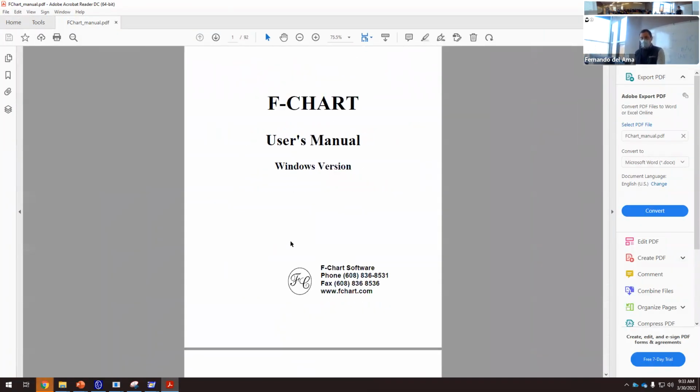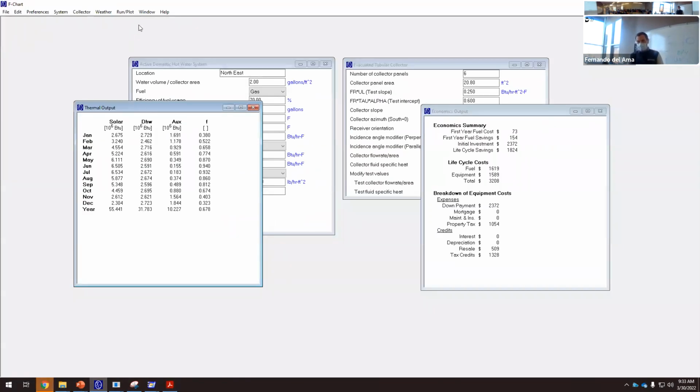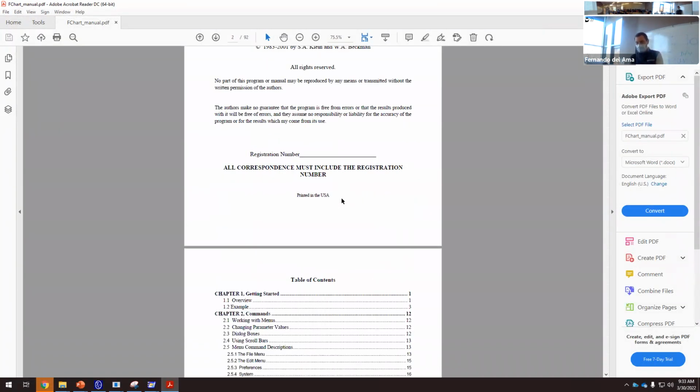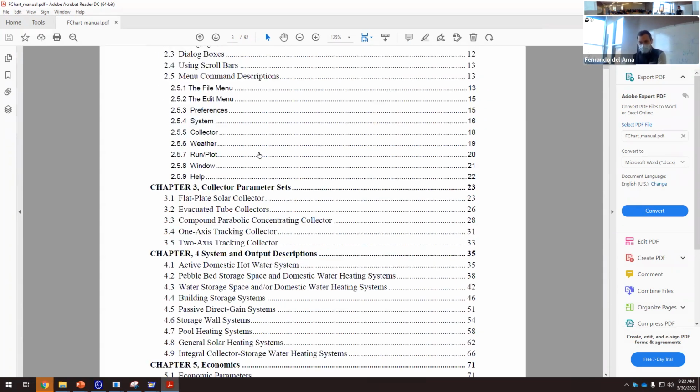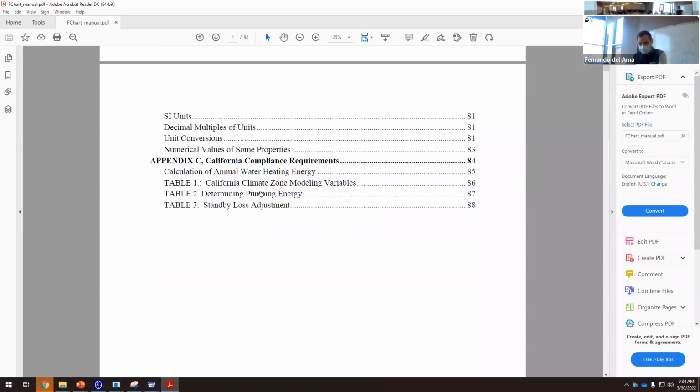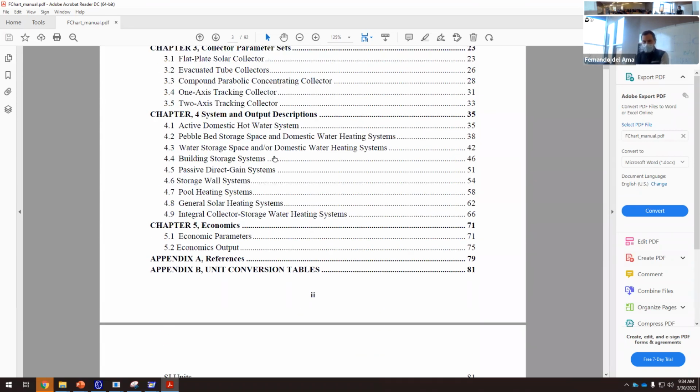Okay, so you can download it from the website directly, but in other computers, if you just click here, you are directed to the website. Anyway, we have the manual, and here it explains what we have. It explains the commands, the economics, and here we have the system and output descriptions.